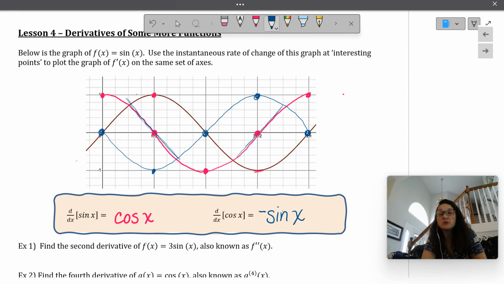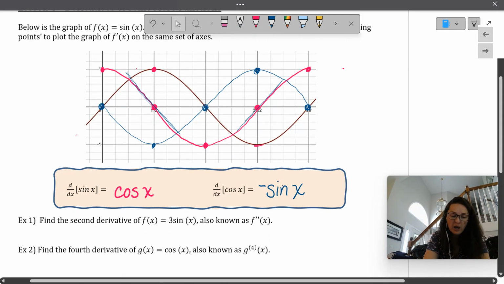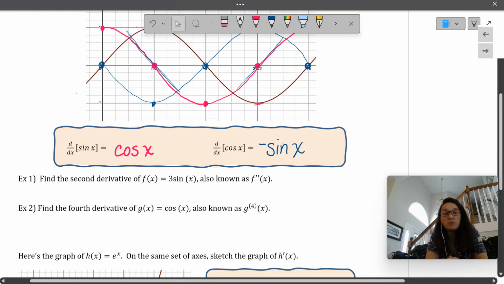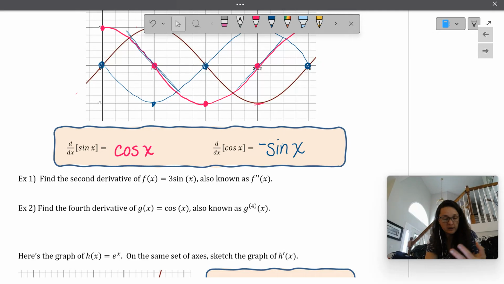Okay, and now you just need to know that. The derivative of sine is cosine. The derivative of cosine is negative sine. All right, what do we do with that? Well, we can do things like find the first derivative, but we can actually find higher order derivatives: second derivative, third derivative, 80th derivative.